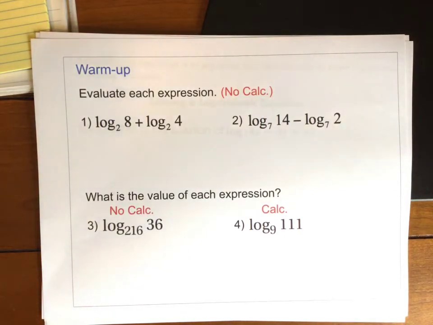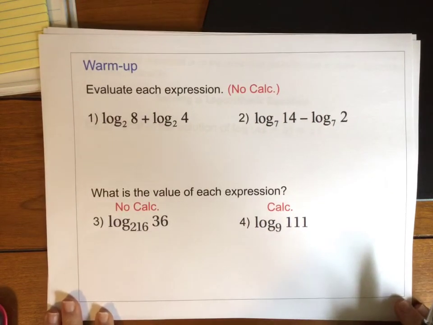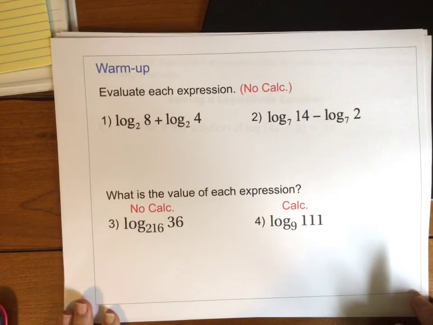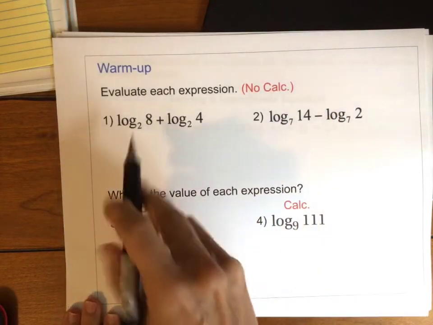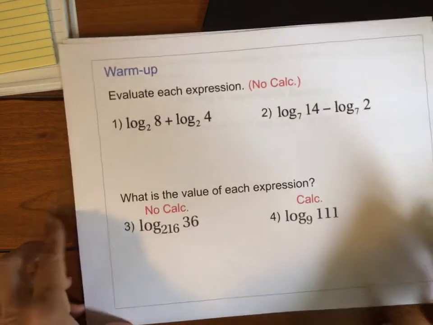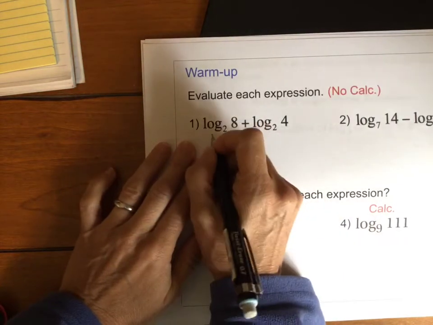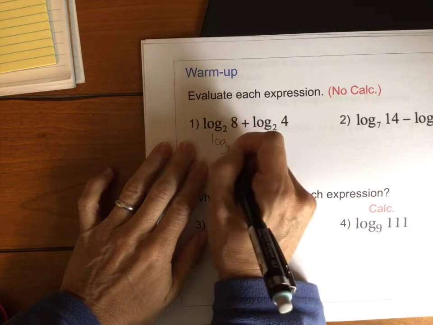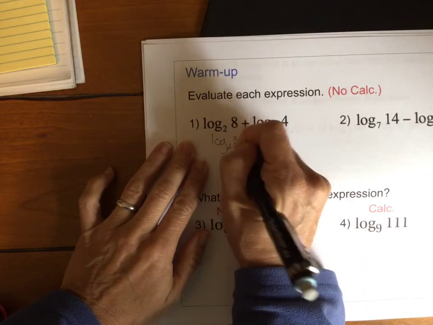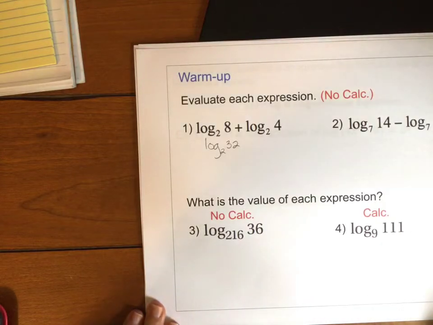All right, I hope that you really took the time to go over these warm-ups. It's important that you remember and try things on your own for your own learning. So just remember here, the plus sign means it's the product property, or I'm multiplying 8 times 4. So my first step for number 1 would be to write log base 2 of 32. And now I want to evaluate that.